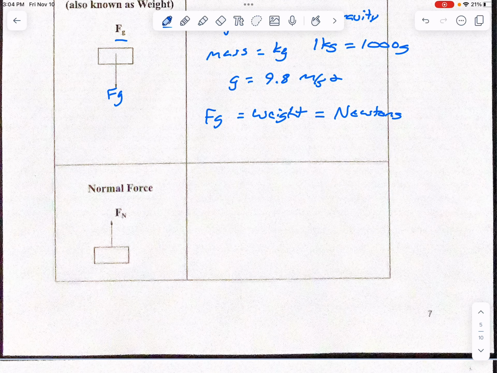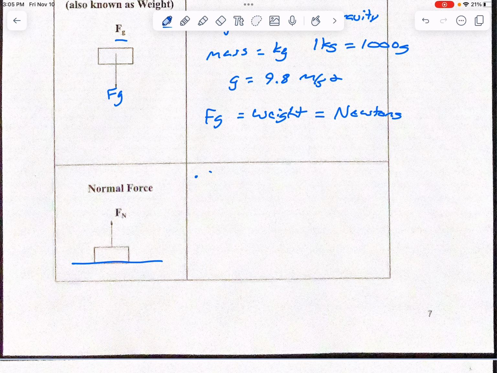Now your normal force is basically the opposite, if there's a surface involved. If you're setting something on a surface, say a book on a table, you have Fg that's pulling it down and it's pushing on that table, but that table is actually exerting a force right back. If you take your hand and put it on the table right now, if there wasn't a normal force pushing back, you'd be going through the table. So the table is kind of pushing back against your force.